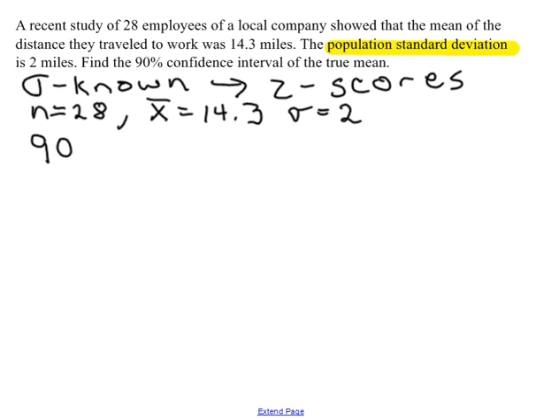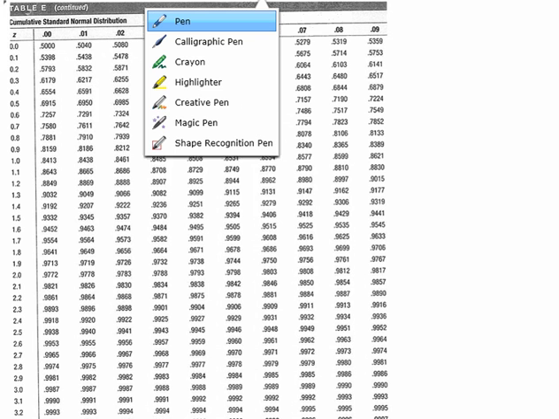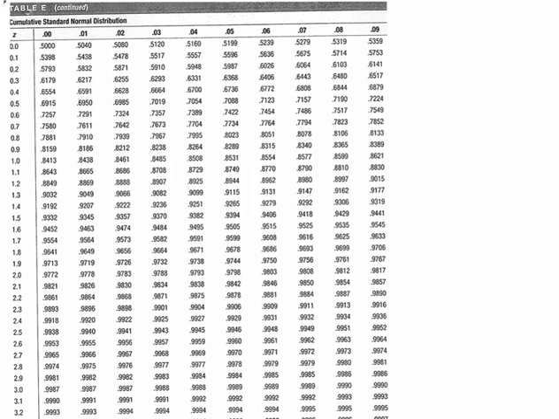For a 90% confidence interval, that's alpha equals 0.10, or z alpha over 2. The alpha over 2 would be 0.05. So let's go look at that. What we need to do is go to our normal table, normal probability, and find that 95% in the middle of your table. In this case, right there.